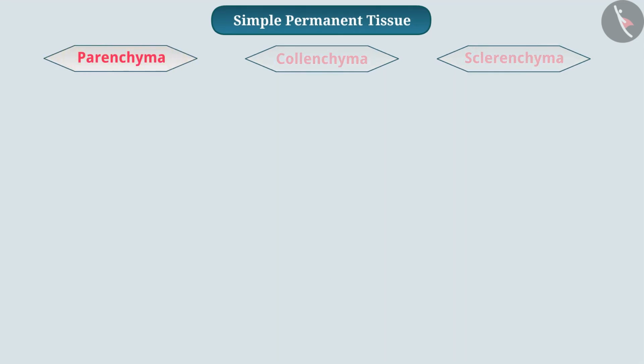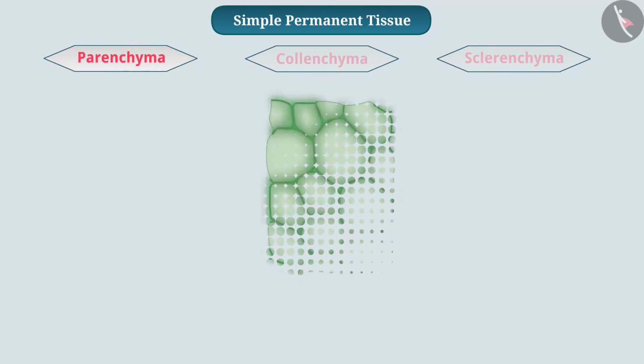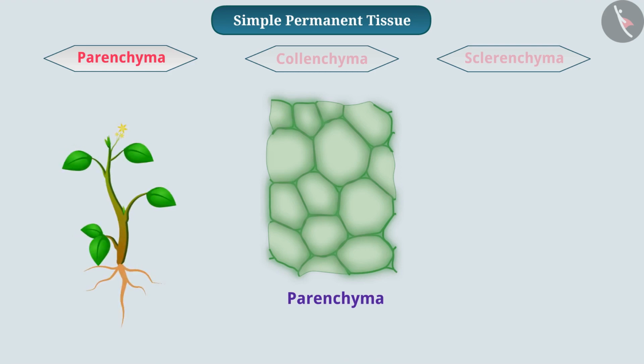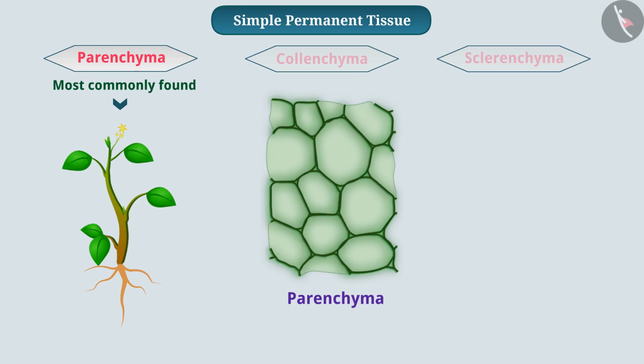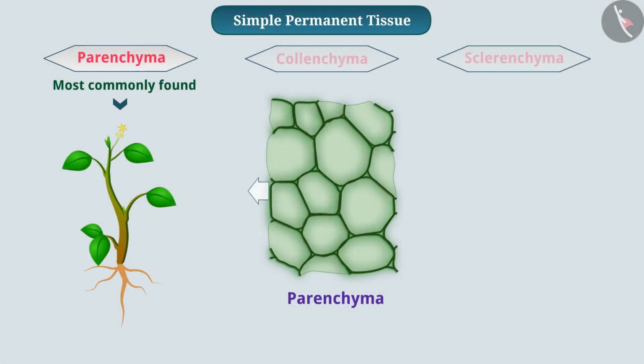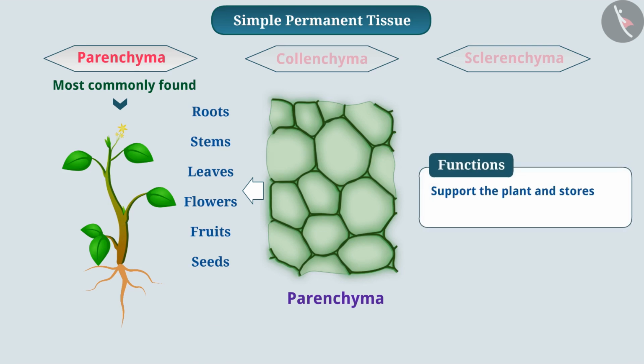Parenchyma. Some layers of cells form the basic packing tissue called parenchyma. In plants, parenchyma is the most commonly found simple permanent tissue. This tissue is made up of living cells and has thin cell walls. These cells are often loosely packed and have free spaces between them. Parenchyma is found in almost all plant parts. For example, roots, stems, leaves, flowers, fruits, and seeds. It serves to support the plant and stores food.